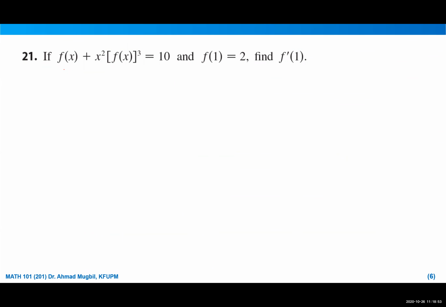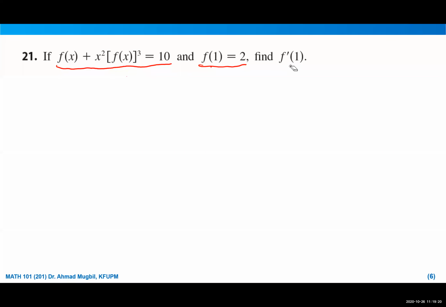Here it is important. You can make it long or short. It depends on you. So here you have an expression: y plus x squared y cubed equals 10, something like this. He gave you the value of the function at 1, and he wants the value of the derivative at 1. So the idea is clear. You need the derivative of x. If you have it, you can find the derivative at 1.